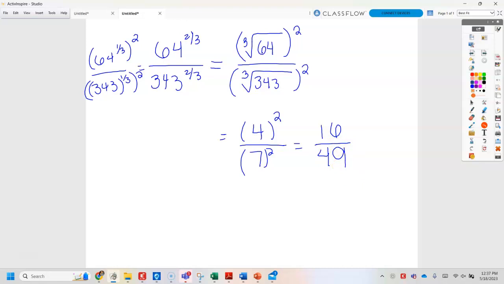Now, your calculator could do those perfect cubes for you. You could square on your calculator. The calculator might struggle if you try to put all of this in there at once. Might actually work.